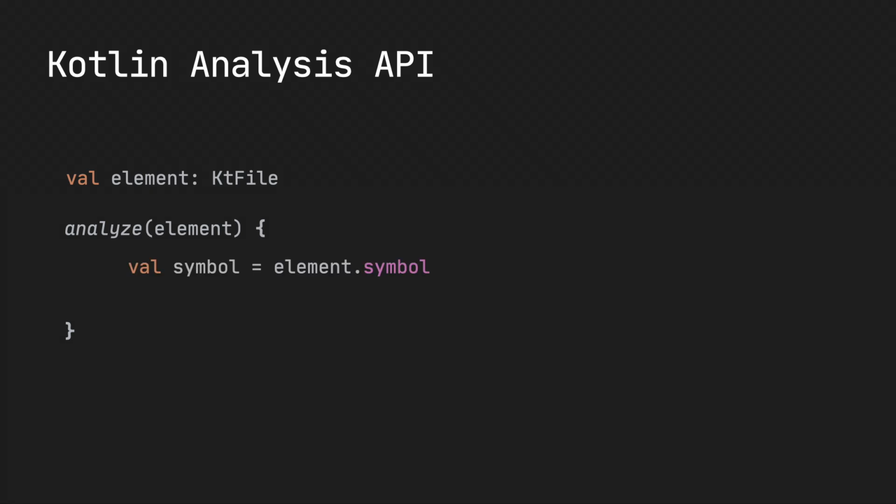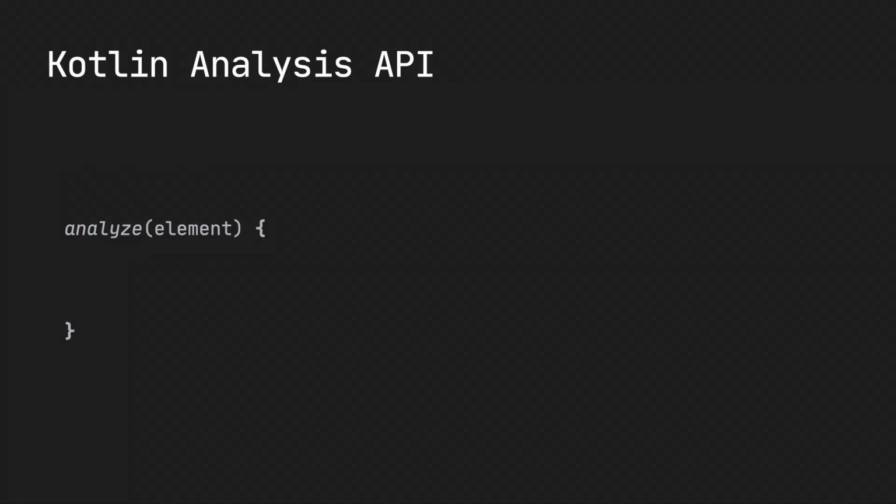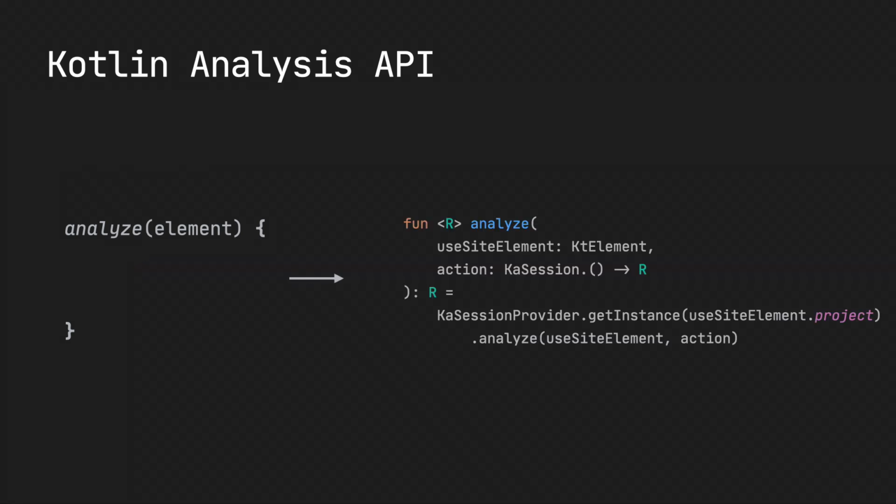Inside of this lambda block, which is called an action, I have access to extensions such as symbol. If I want to grab a symbol, I could do that. I could also do diagnostics in there. I could get types in there also, which we'll look at. This is a very basic example of how analysis is done with this analyze method. When you look at the source of this analyze method, it looks like this. It has parameters and it's creating something called a KA session for me.